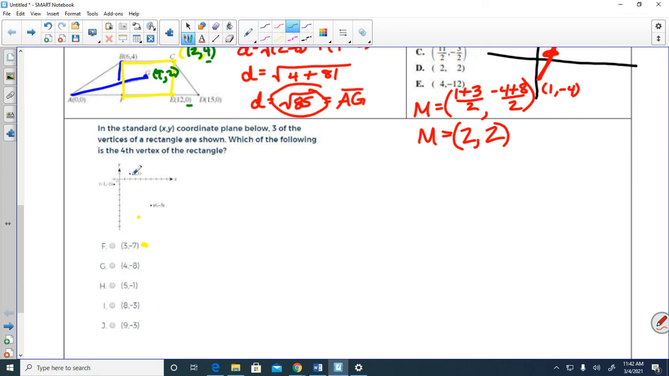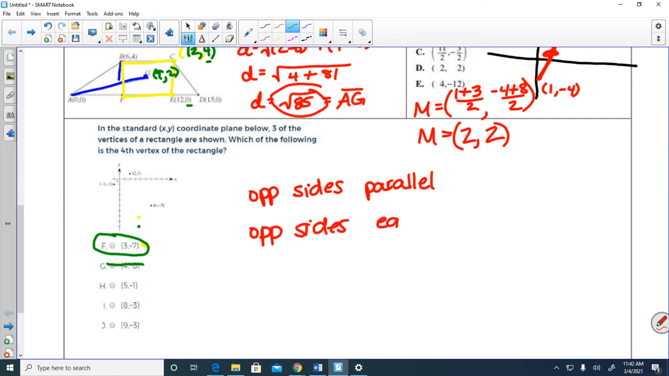If it was at 4, negative 8, it'd be down here. That would make something that looked more like a trapezoid. So not that one. So kind of go through these, but it does end up being F. Kind of plot and guess. The other things that you can check to make sure, because sometimes you'll be able to plot and you might have to choose from two things, you'll want to check if you're trying to find out that 4th coordinate. Opposite sides of rectangles are parallel. So you could check the slopes of the opposite sides, and the opposite sides need to be equal or congruent. So you could check the distance, find the distance for the opposite sides as well.